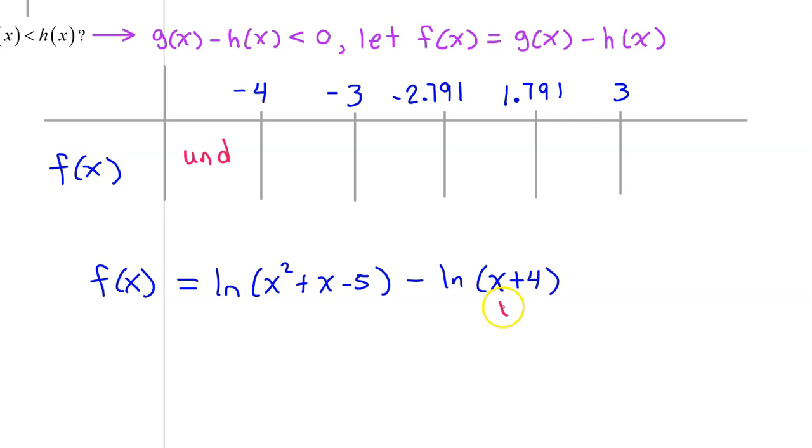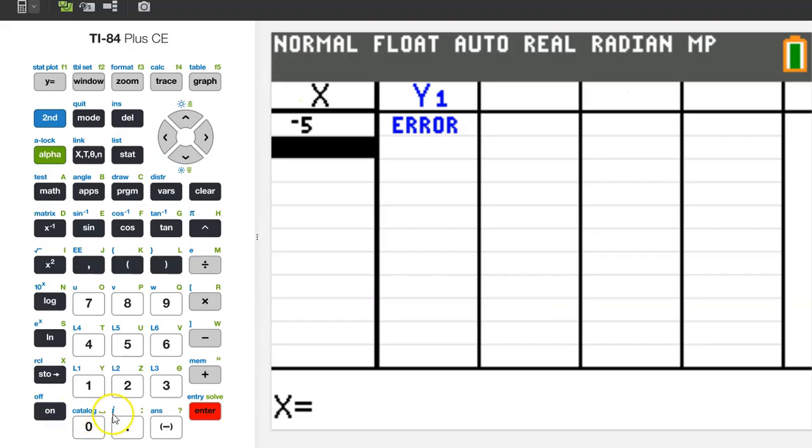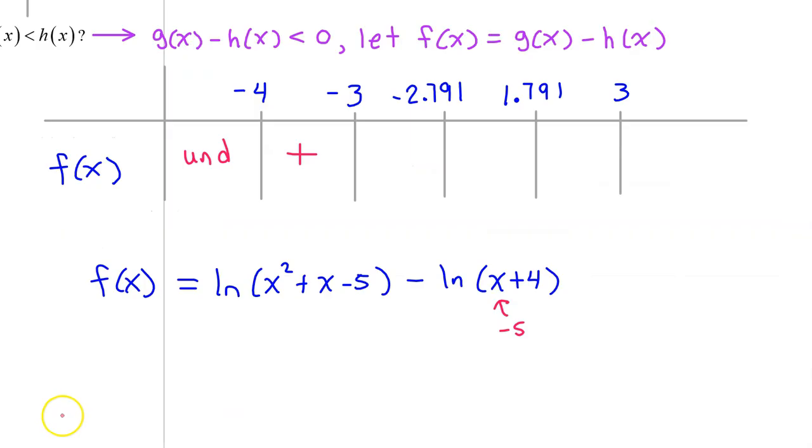And when you put in -5 right here, that's -5 plus 4, which is -1. So any value less than -4 is going to cause f of x to be undefined. So for the next interval, we need to pick a number between -3 and -4. So let's do -3.5. And all that matters is that this is a positive number.